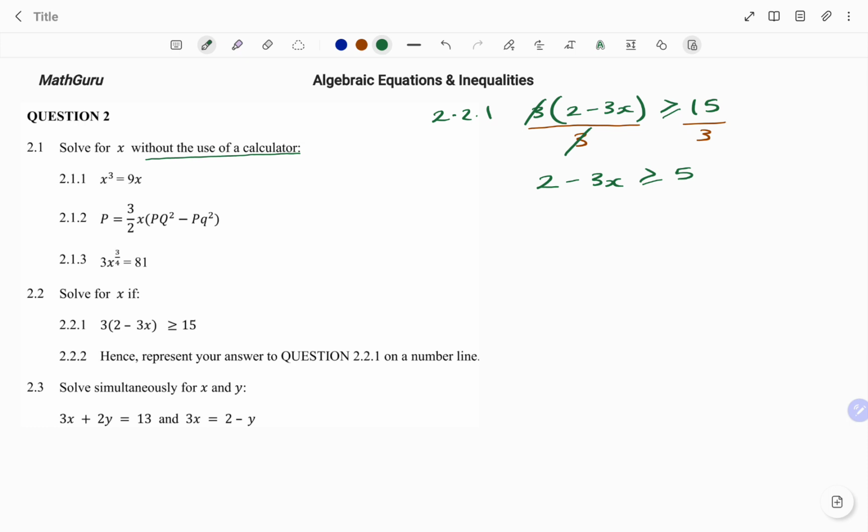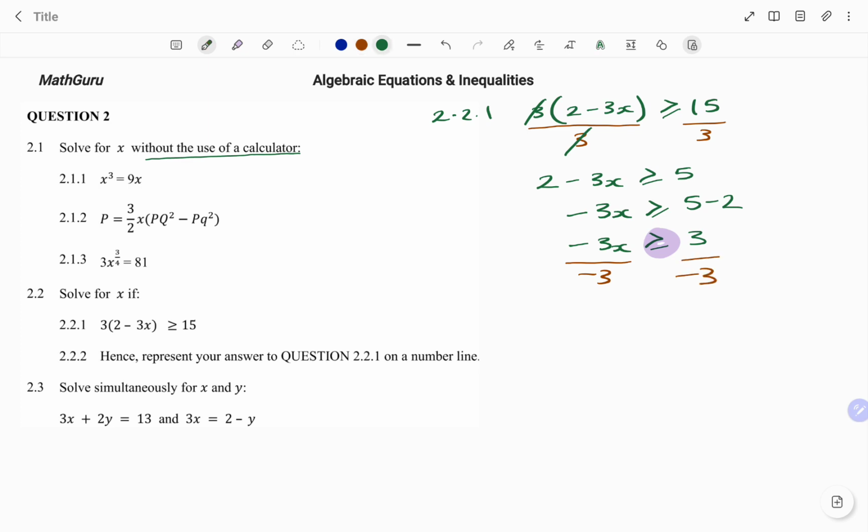The next step is to move my plus 2 to the right hand side, becomes negative. So I am left with minus 3x greater or equal to 5 minus 2. That's negative 3x greater or equal to 5 minus 2, that's 3. Now, when you're doing inequalities and you're dividing the coefficient of x by a negative number, what happens is the inequality sign will change.